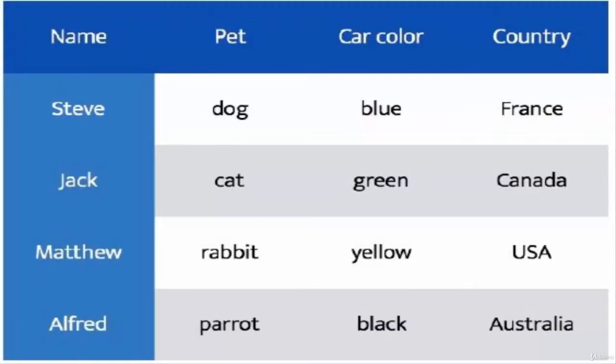So now let's see. If you see this information, you can figure out that Matthew has a rabbit. I didn't even mention that Alfred has a parrot. Basically, I didn't give much information, but let's see. I'll give the same incomplete information to the computer and let's see whether the computer can figure it out or not.